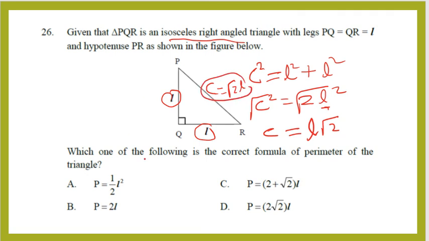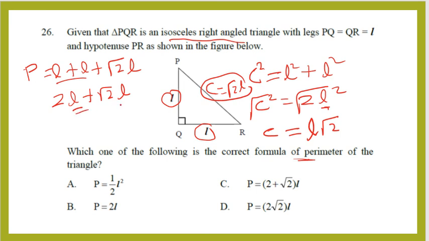Then what is asked? Which one of the following is the formula for perimeter? The perimeter means the sum of the three sides. So let's write the formula first. Perimeter is equal to L plus L plus radical 2 L. We can add L plus L, it will be 2L. 2L plus radical 2 L. That means L is common, I can take it out as a common. So 2 plus radical 2, the whole times L. Outside, L has to remain. So this is the perimeter. So the answer will be C. This is question number 26.